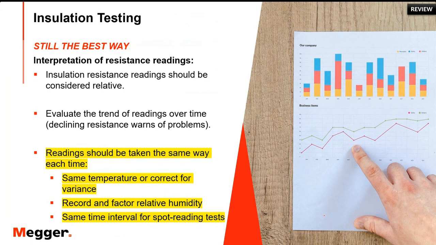Okay? But of course, if you do the trending, you need to make sure that you correct the value to a certain temperature. So for example, you measured a value at 30 degrees, and then you measure the value at 35 degrees. Of course, you need to correct it to some other reference temperature.